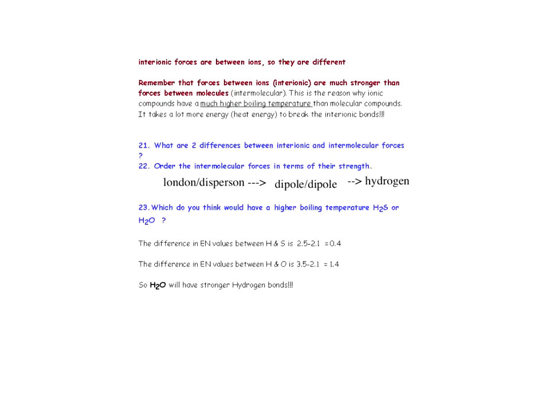Okay, question here, which do you think would have a higher boiling temperature, H2S or H2O? The way we find that is by looking at the strength of the bonds. We look at the difference in electronegativity, and we can see that there's a greater difference between H and O than between H and S, so there's going to be stronger hydrogen bonds.